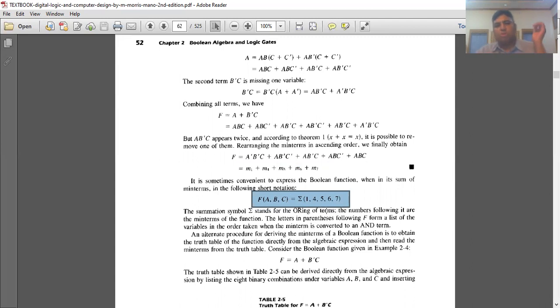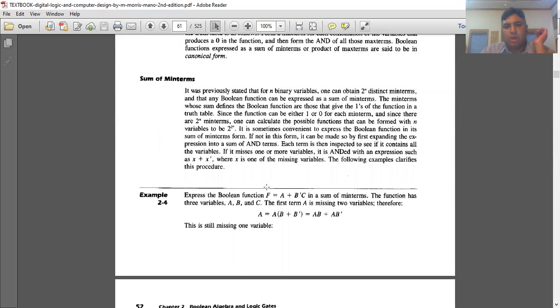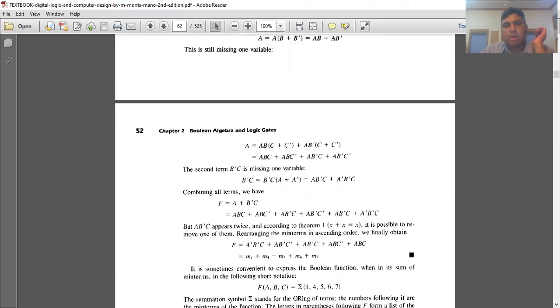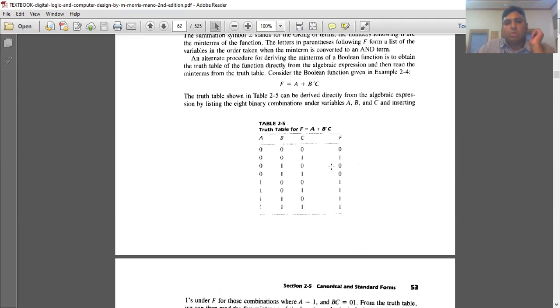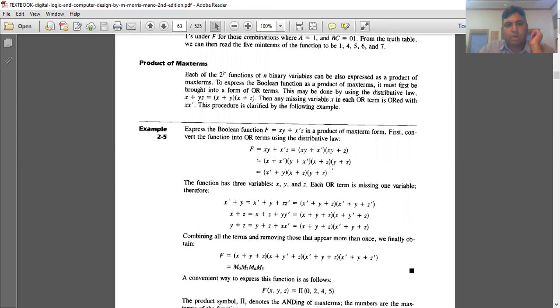So you have converted the given function f is equal to a plus b bar c into sum of minterms like this. F of a b c is equal to sigma sum 1, 4, 5, 6, 7, sum of first, fourth, fifth, sixth, and seventh minterm. So example 2.5, another example of maxterms. Express the Boolean function f is equal to xy plus x bar z in product of maxterms. Okay, this is the given function.